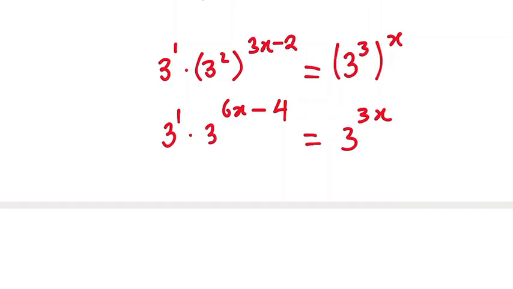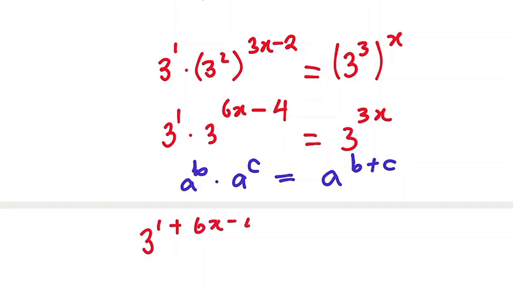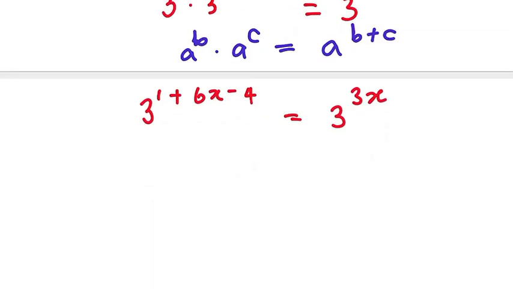Here, from the law of indices, you know when you have a to the power of b multiplied by a to the power of c, this is going to be a to the power of b plus c. Understood? So we're going to apply that here. 3 to the power of 1 plus 6x minus 4, because we have the same base, then we have 3 to the power of 3x. So we move on. 3 to the power of 1, we have 6x. So 1 minus 4, that will be minus 3. So we're going to put minus 3 here, then equals 3 to the power of 3x.